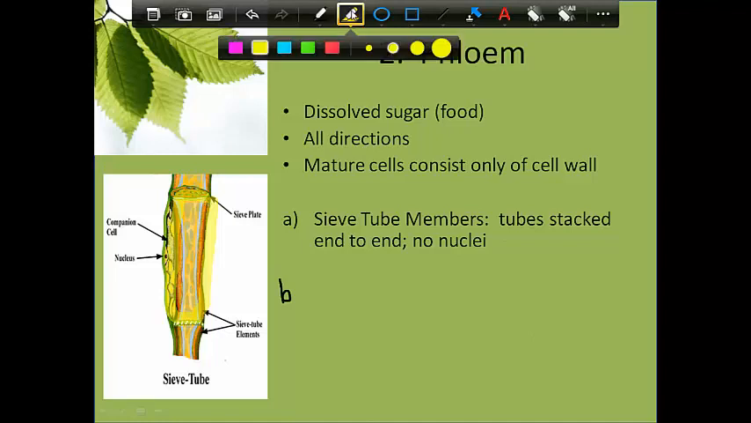Maybe better a different color. How about a blue? There, that highlights it a little bit better. So there's one of those hollow cells. Again, if you want to draw a diagram in your notebook of what these look like, that might be helpful.